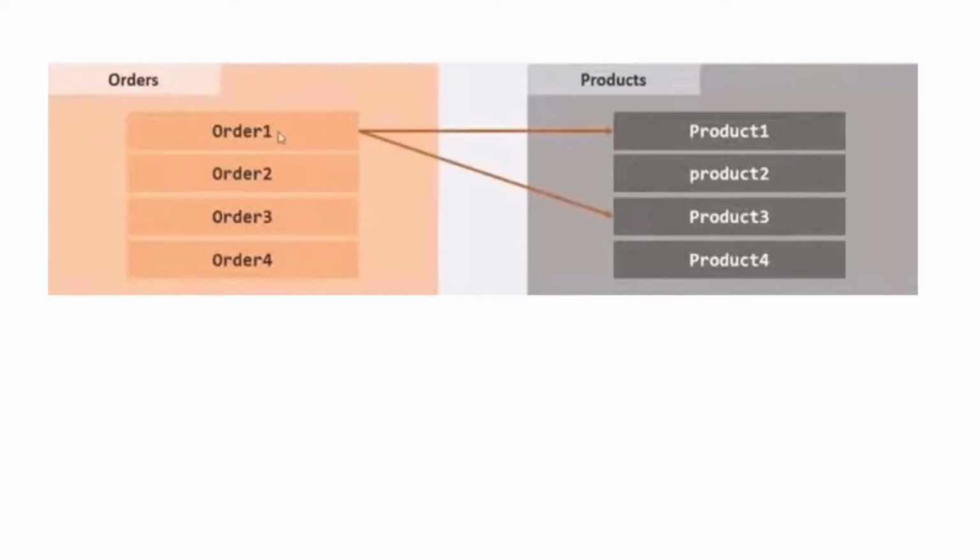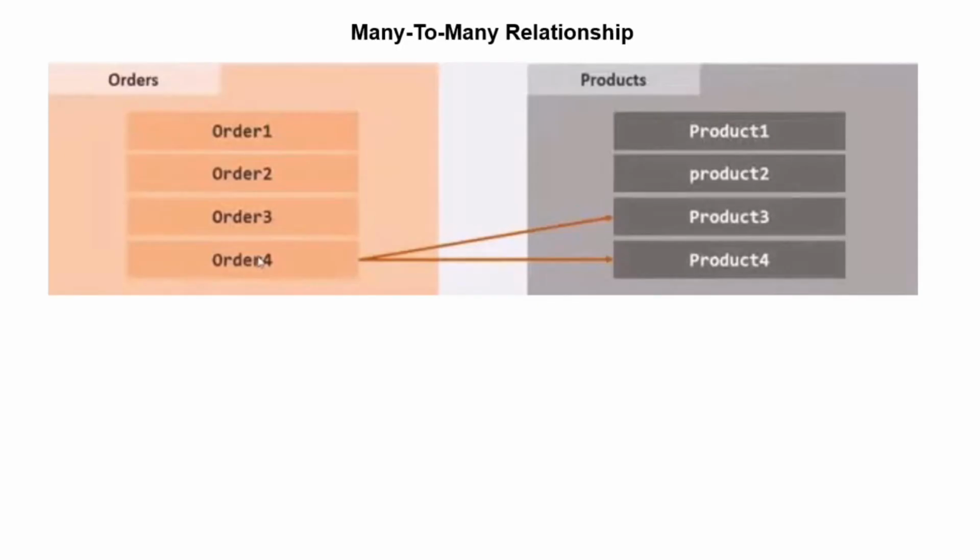So, for example, for this order 1 document, let's say the customer has purchased product 1 and product 3. In the same way, for the second order, the customer has purchased product 1 and product 4. For the third order, the customer has purchased only one product, and for the fourth order, the customer has again purchased two products, product 3 and product 4. So here in a single order, we can have multiple products, and one product can be ordered in different orders. So here one order can have multiple products, and one product might have been purchased from multiple orders. So in this way, we have a many-to-many relationship between orders and products collection.